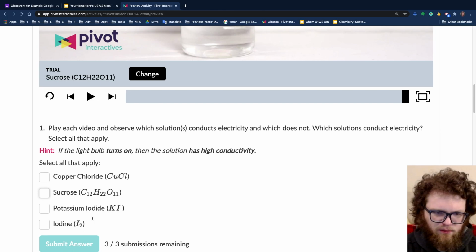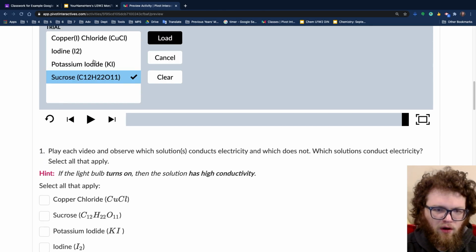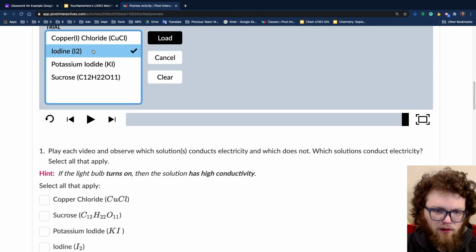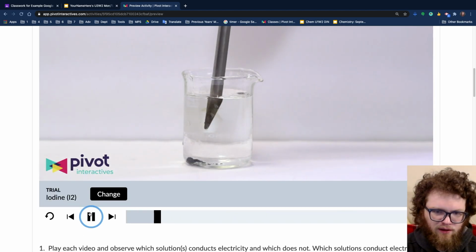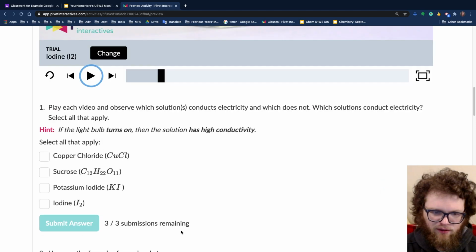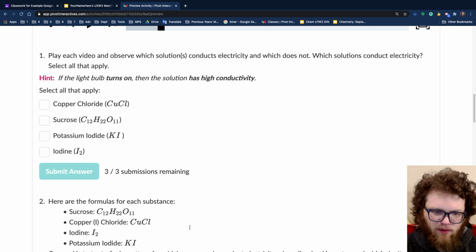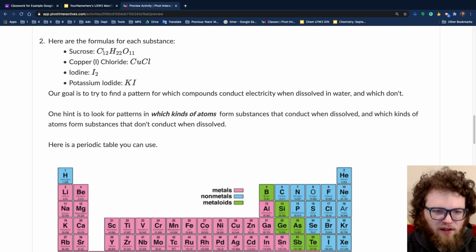And before we submit answer, we need to go through all 4 and hit load and play to see what does and does not conduct electricity. Then we will submit answer and go from there. And then it gives us the chemical formulas for each substance.